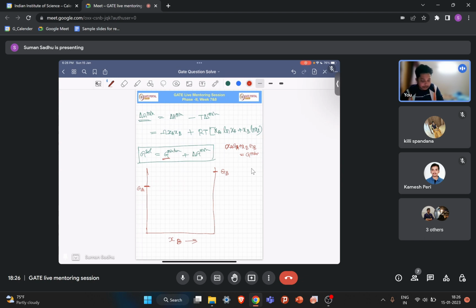So how can we plot this G of physical mixture? It will be simply a straight line, right? XA GA plus XB GB. If we plot G in this graph, it will be a straight line connecting these two points, right? So at this point, your XB is 0. That means XA is 1. XA is 1 means G mix is equal to GA, right? Similarly, here your XB is equal to 1 and XA is equal to 0. So here your G mix is equal to GB, right? So this line corresponds to your G of mixture.